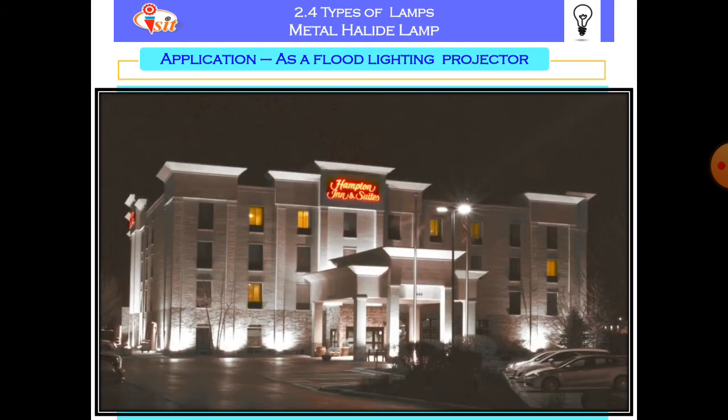So next one is, metal halide lamps or floodlights are installed for the illumination of the complete building, that is for exterior application. This is how the building looks after illuminating. So of course it is a commercial premises.